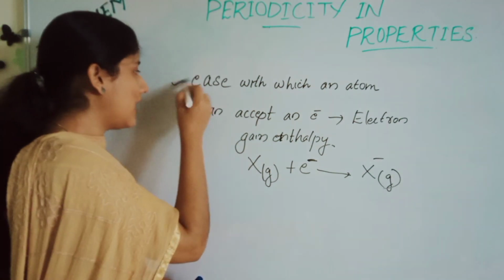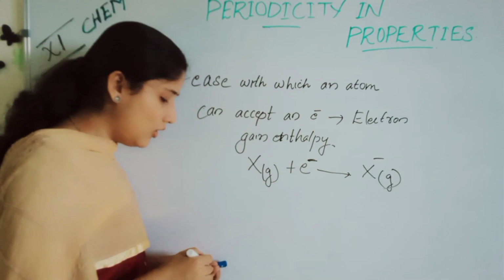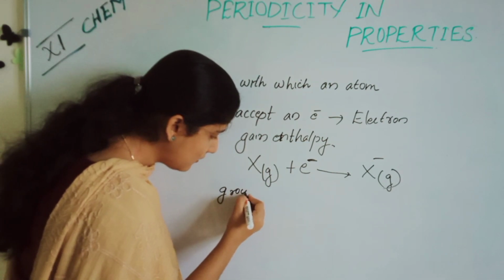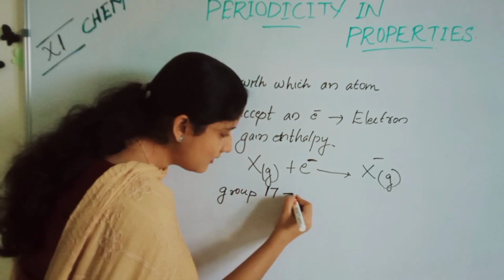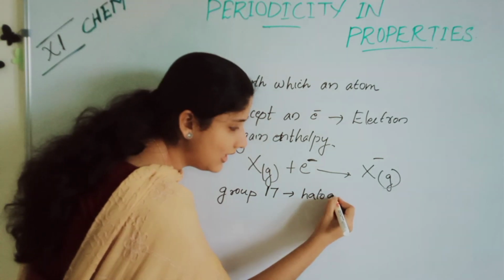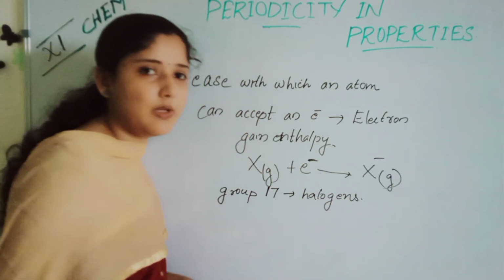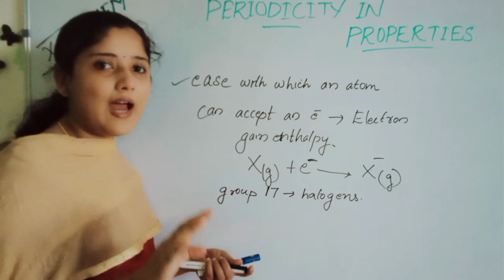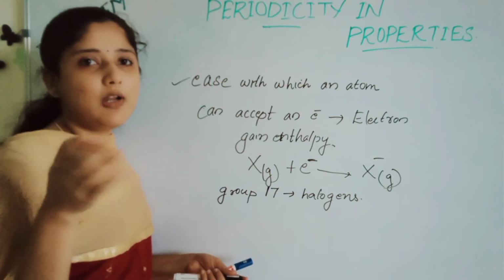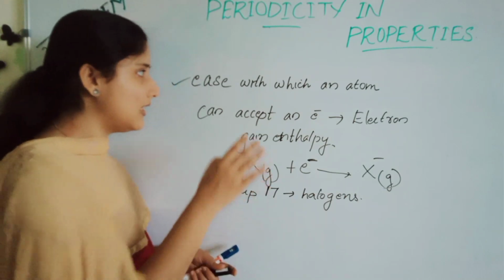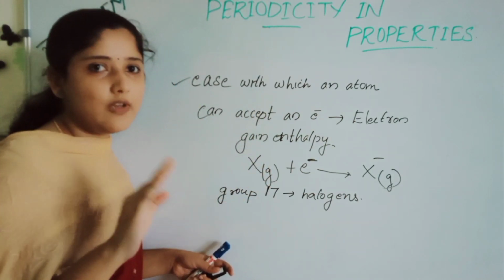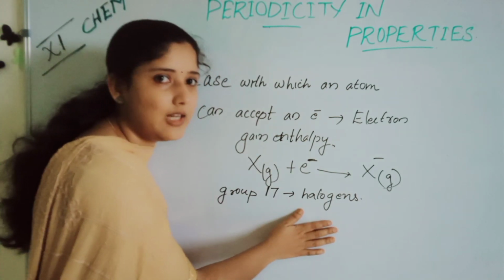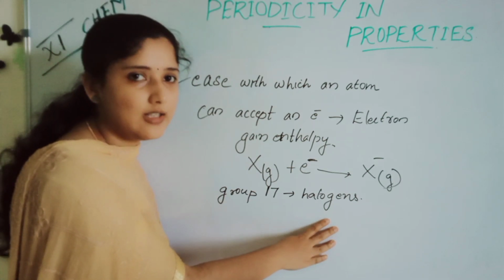As I have already said, it can be endothermic or exothermic. Usually, in the case of halogens, group 17, the electron gain enthalpy is highly negative, because they can attain a stable electronic configuration when we add an electron to them. So they will easily add an electron. Halogens will have highly negative electron gain enthalpy.